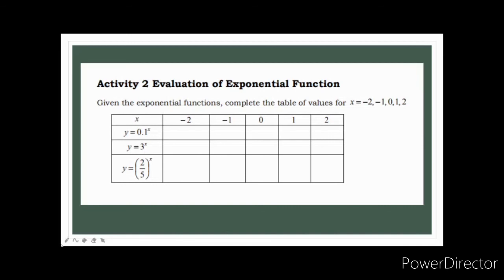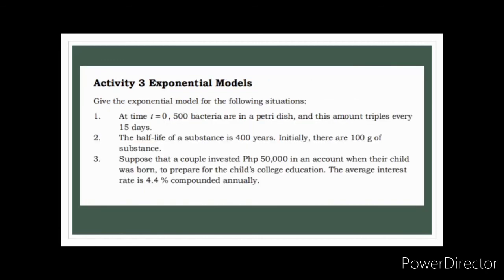Then, let's have Activity 3, exponential models. Give an exponential model for the following situations. Situation number 1: at time t equals 0, 500 bacteria are in a Petri dish. This amount triples every 15 days. So you are going to give an exponential model for that situation.